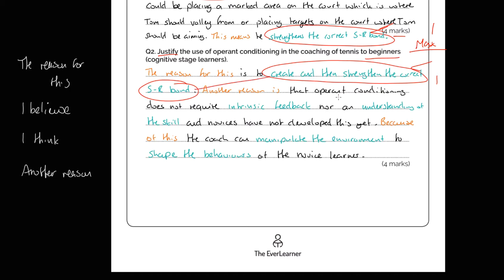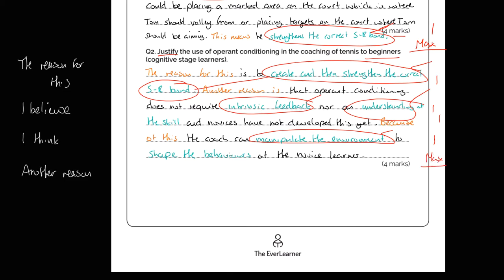Another reason is the operant conditioning does not require intrinsic feedback. So we do not need the performer requiring the intrinsic feedback, which of course beginners don't yet have. They don't yet have the intrinsic feeling of the correct skill, nor an understanding of the skill, which of course cognitive stage learners often don't have. And novices have not developed this yet, as I just said. Because of this, the coach can manipulate the environment to shape the behaviors of the novice learner.